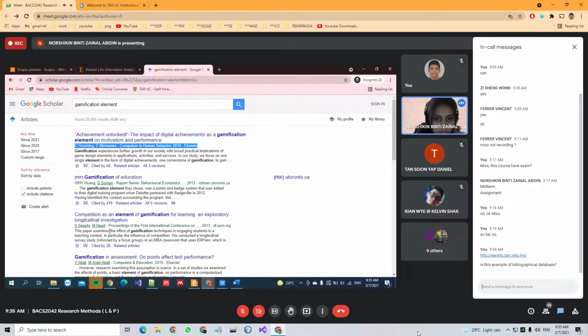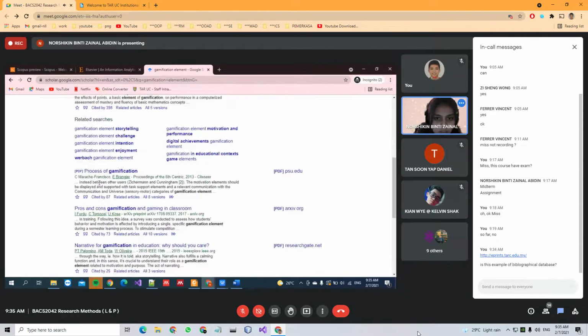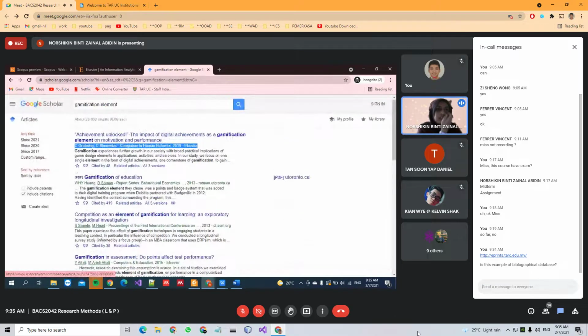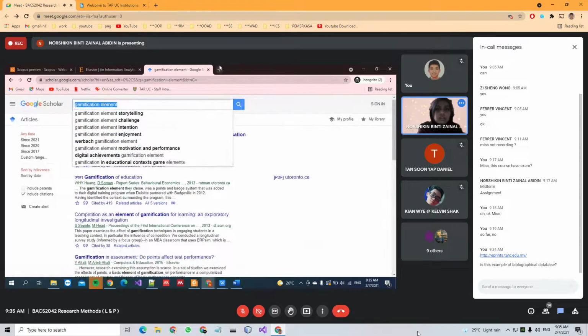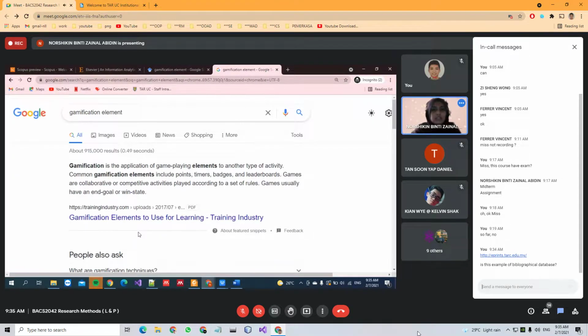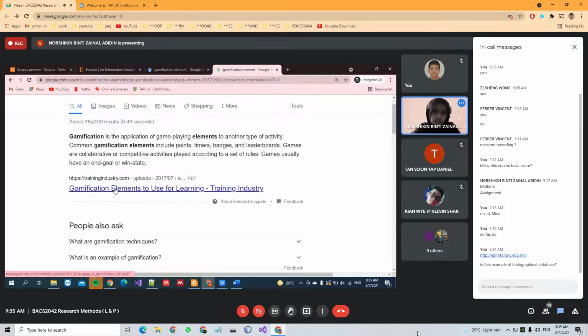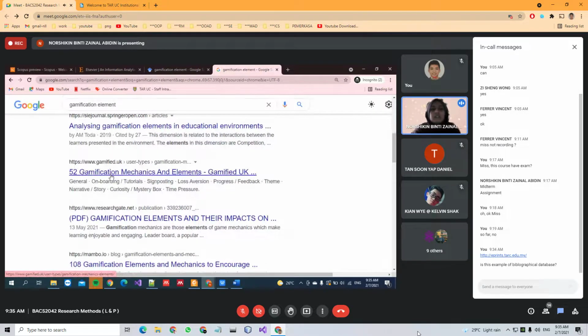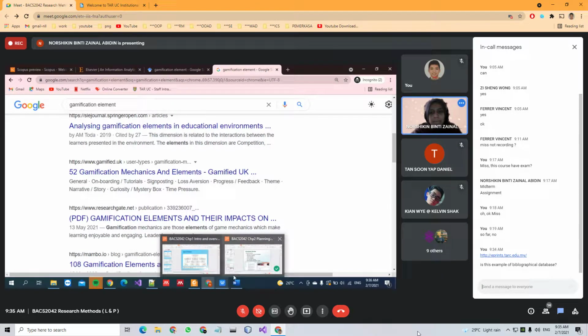What is the invalid example here? This one is valid, valid, valid. I think everything in Google Scholar is already valid. How to know? This is valid, this is not valid. This is an example of a source that is not valid. ResearchGate is valid. So usually that's what I do.